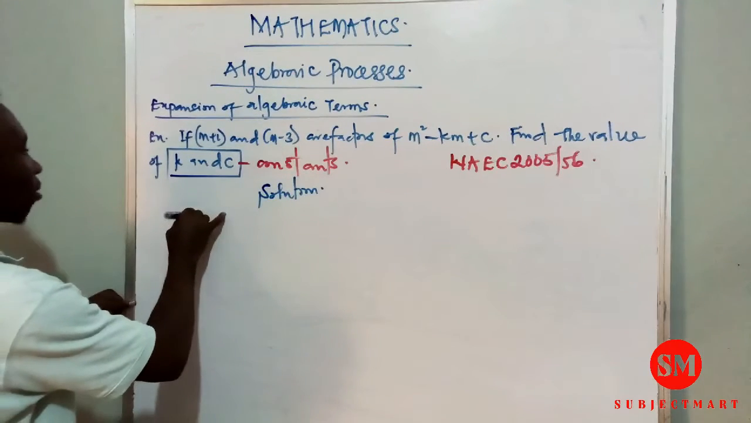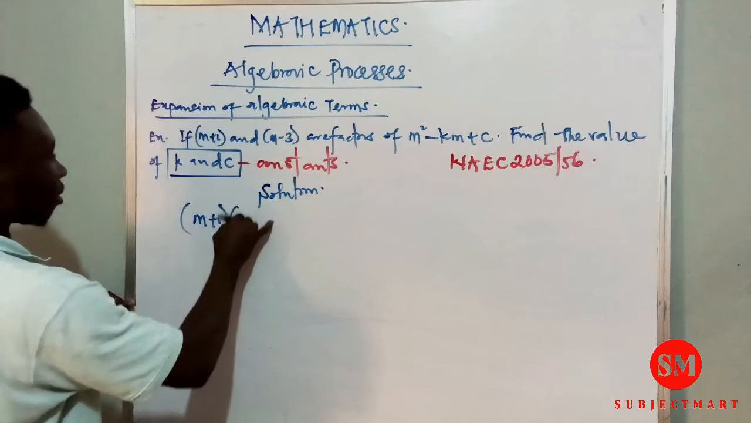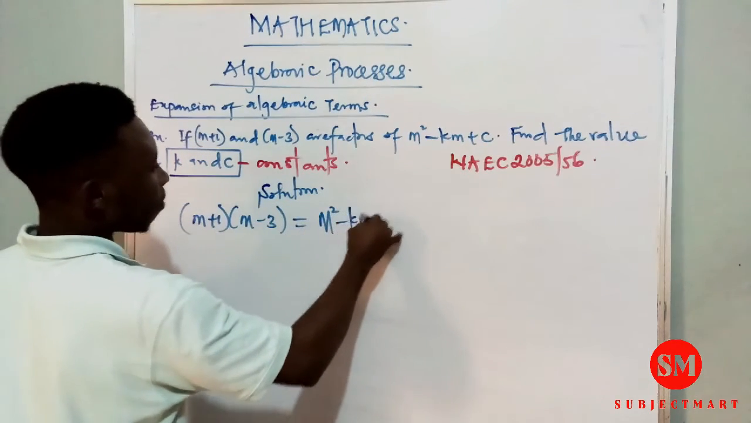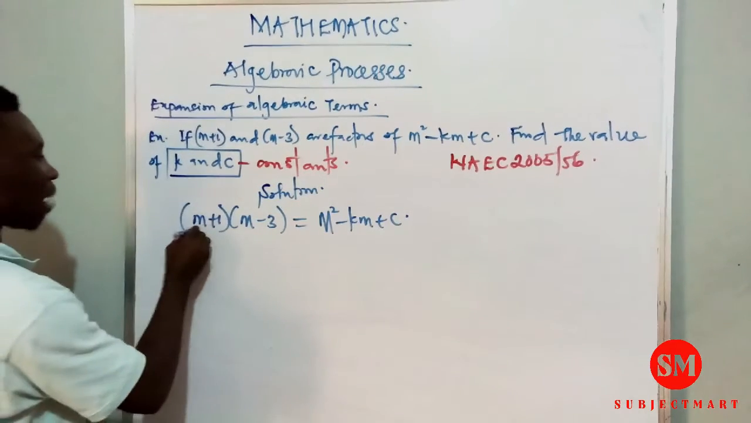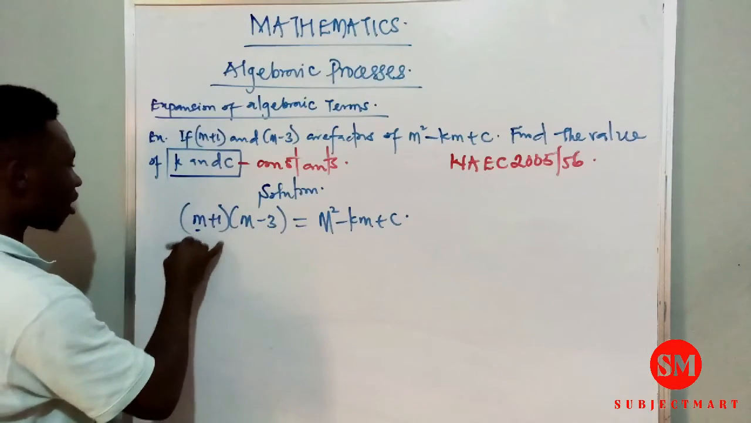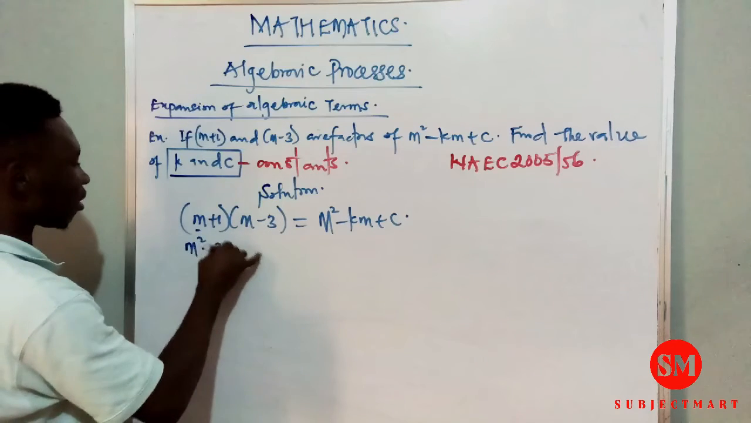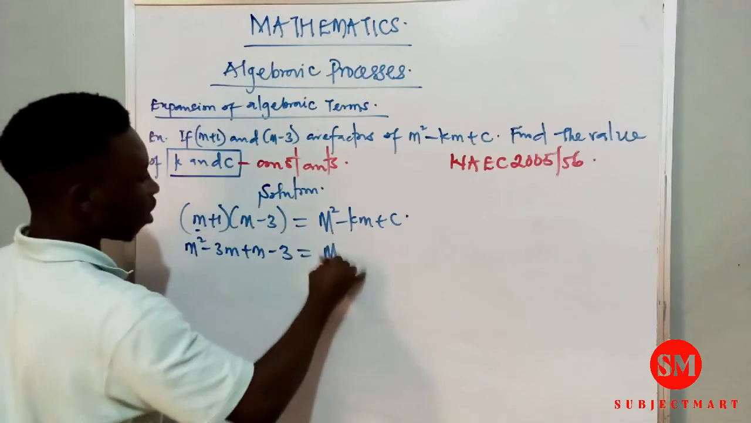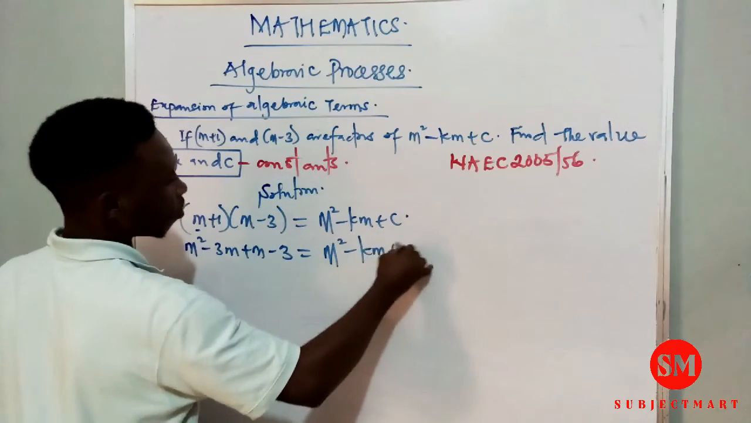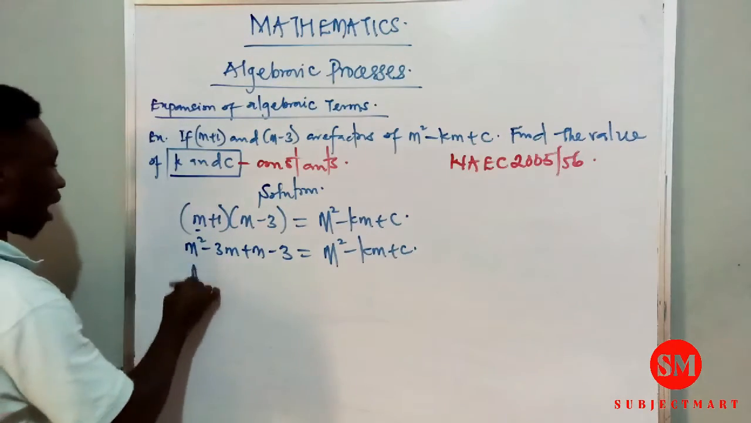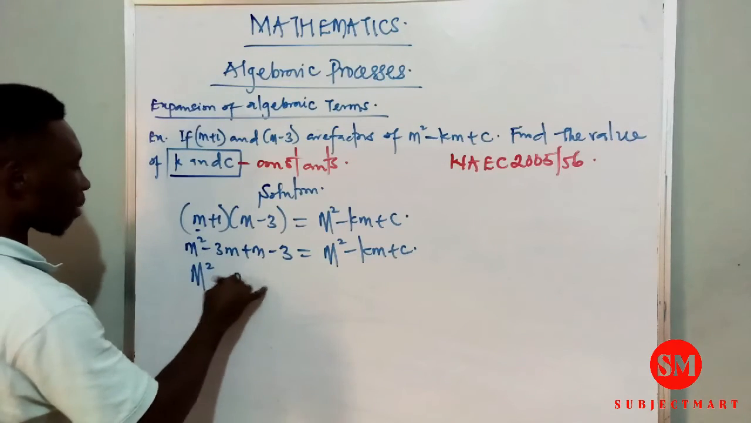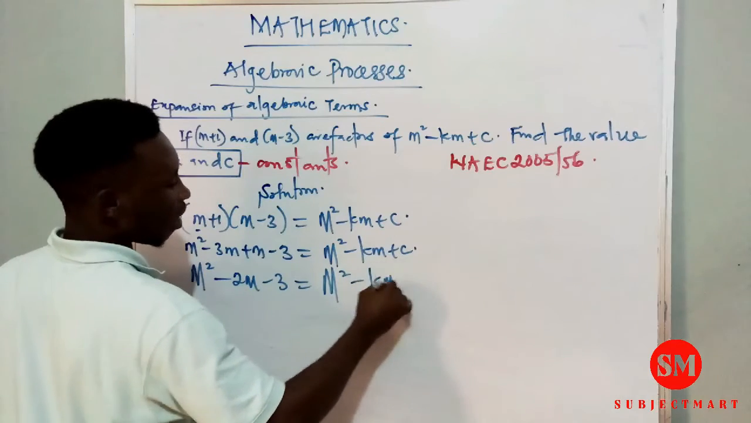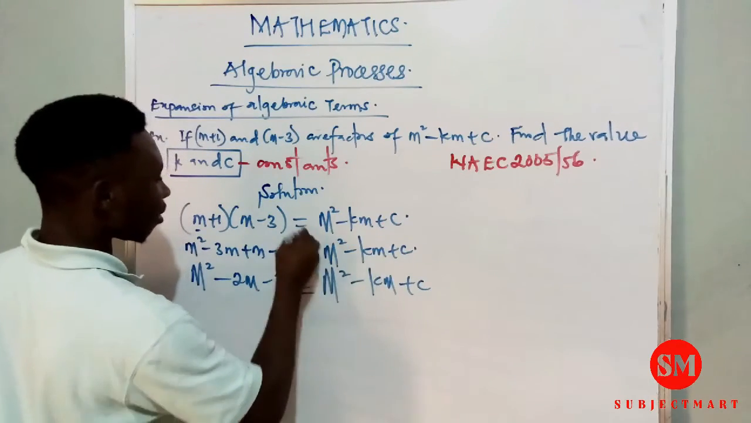Now, if they are factors, that is, m plus 1 in bracket times m minus 3 is equal to the expression m squared minus km plus c. Let's just expand using m to multiply everything here. m times m there gives us m squared. m times minus 3 gives us minus 3m. Plus 1 times m gives us m. 1 times this gives us minus 3, is equal to m squared minus km plus c. So this becomes m squared minus 3m plus m, which gives us minus 2m minus 3, is equal to m squared minus km plus c. Rather, I'll call this equivalent.